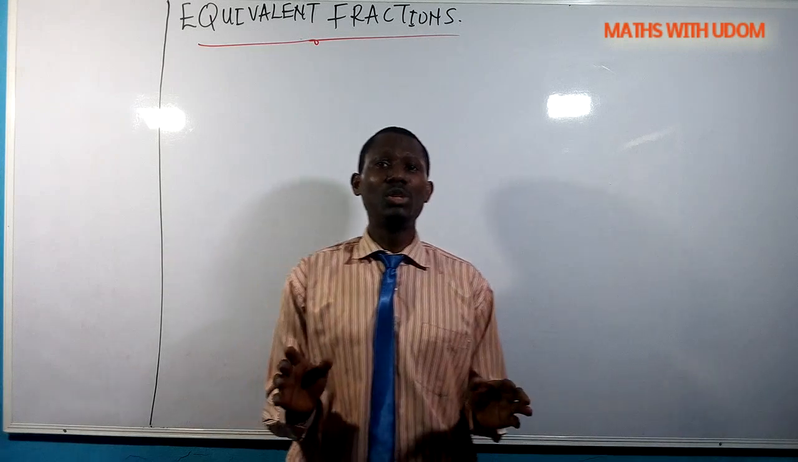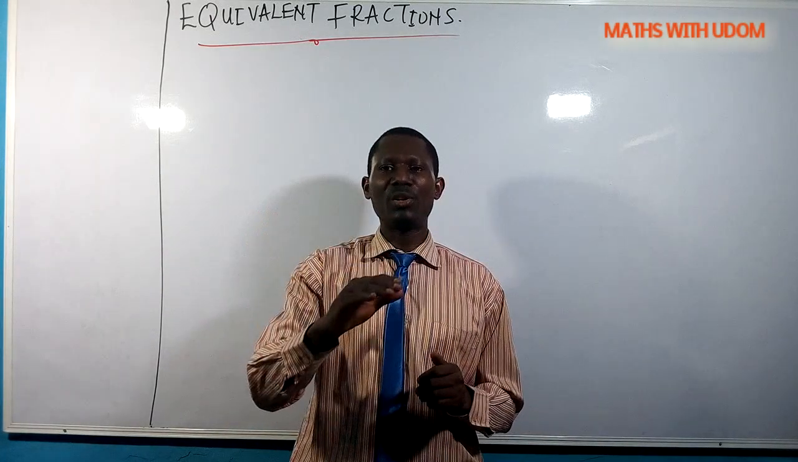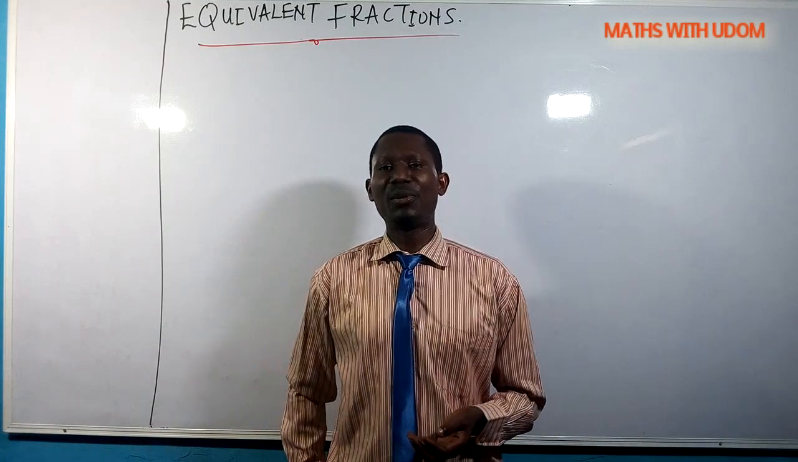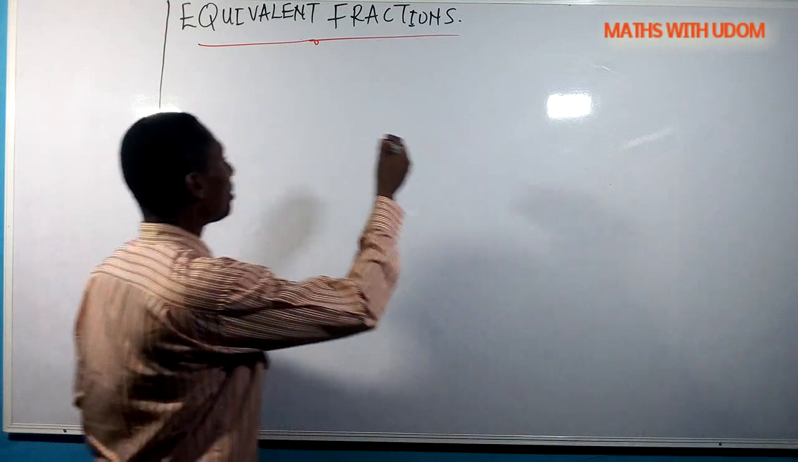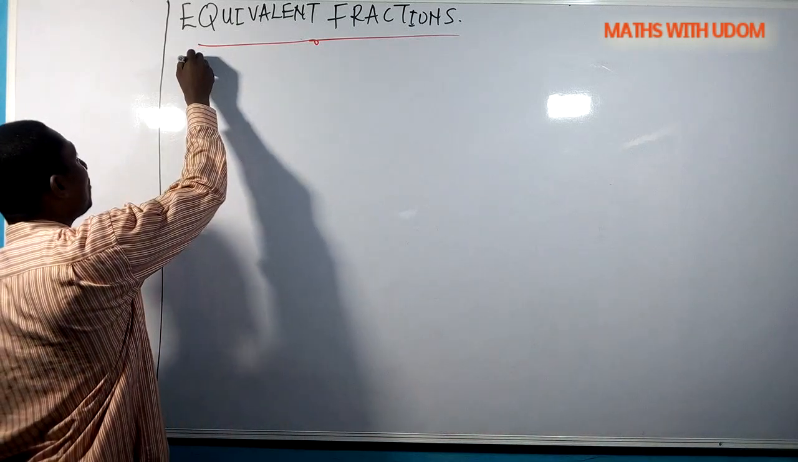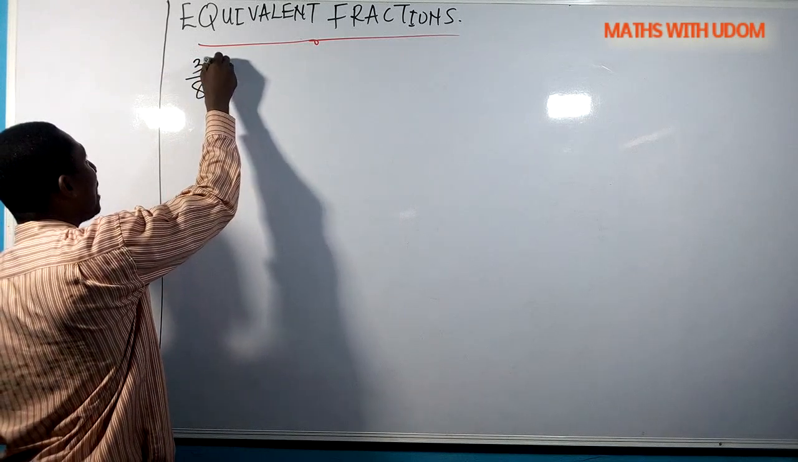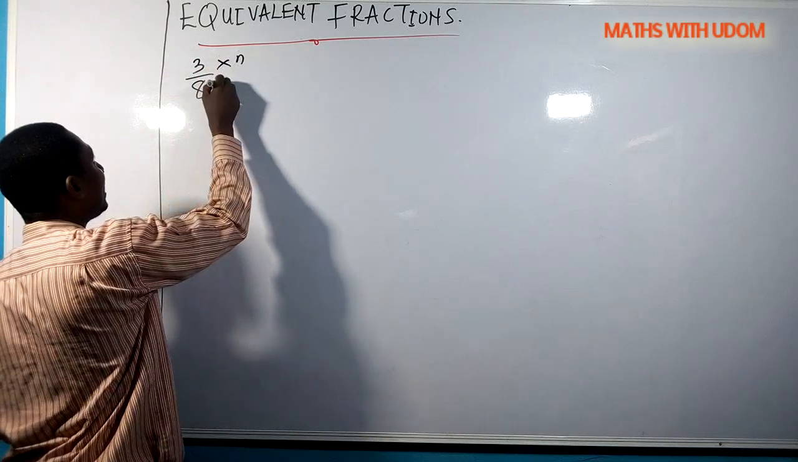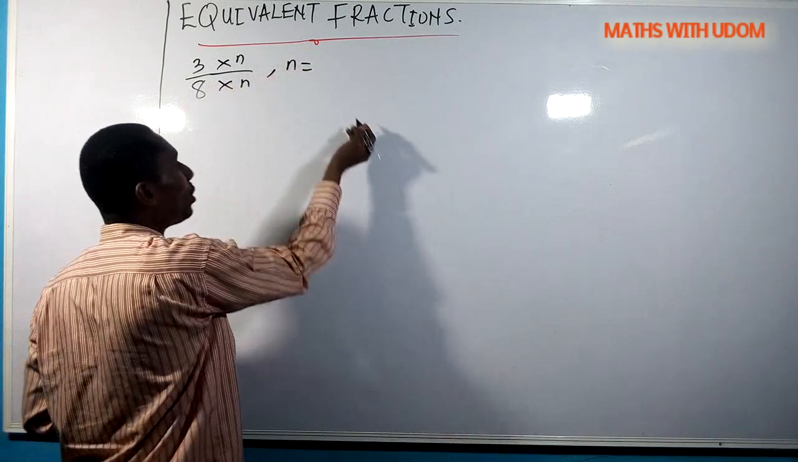All you need to do is to multiply both the numerator and the denominator by a common factor. And that factor must be what? A whole number. So, for instance, if you have 3/8, you multiply both the numerator by n and the denominator by n, where n is a whole number.